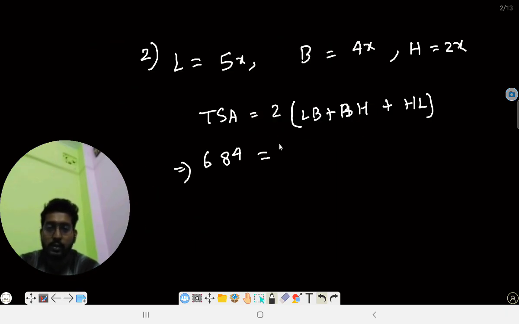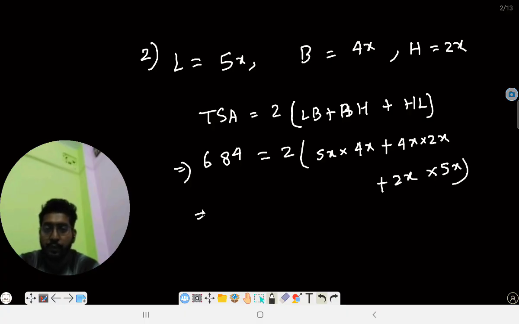So here you can see 2 into L. L means 5x, into B. B means 4x, plus B is here 4x, H is here 2x, plus H is here 2x, L is here 5x. So here it will be, now again you can see by 2 it will be cancelled out. That is 342. It is coming 342.